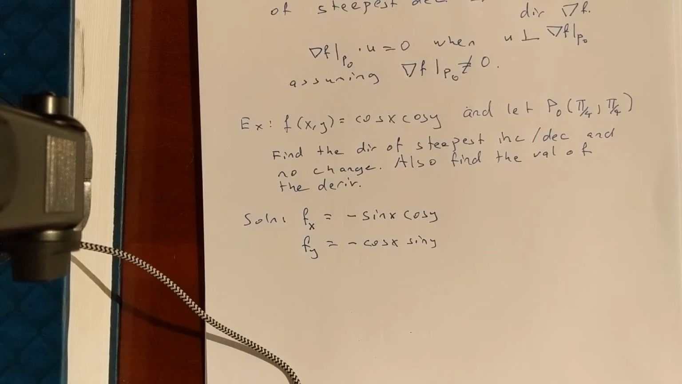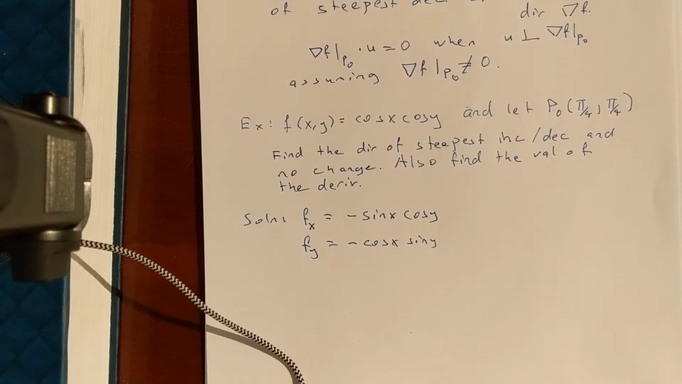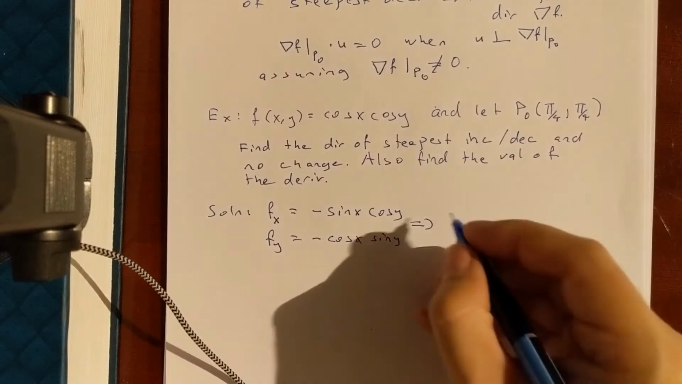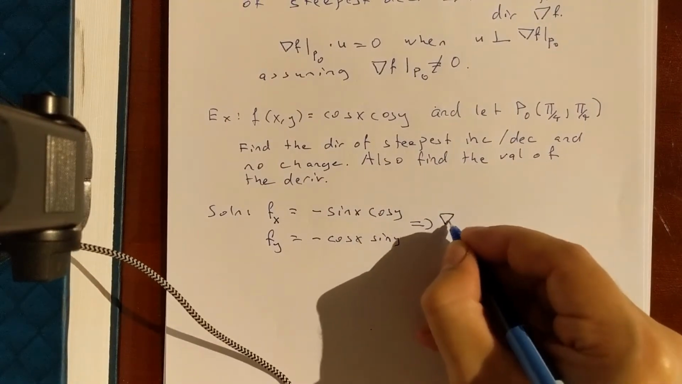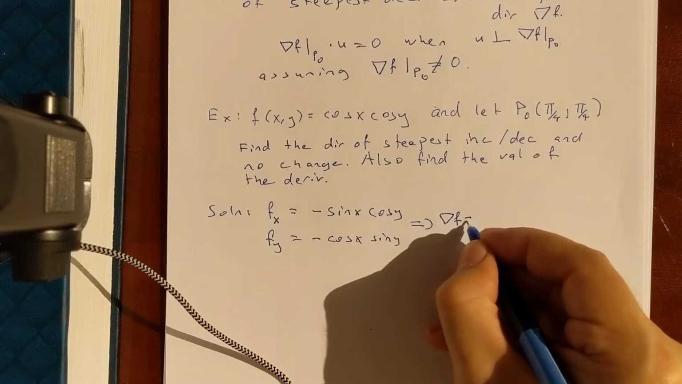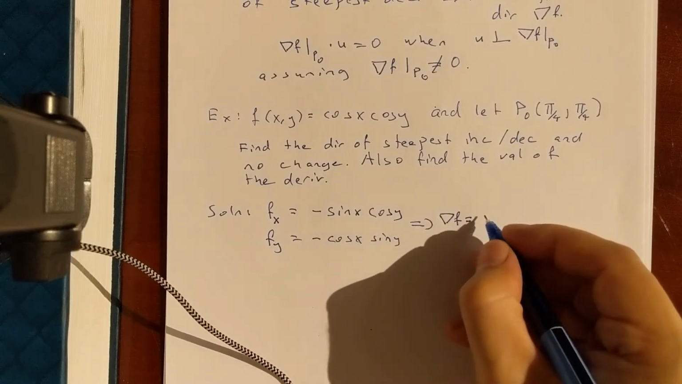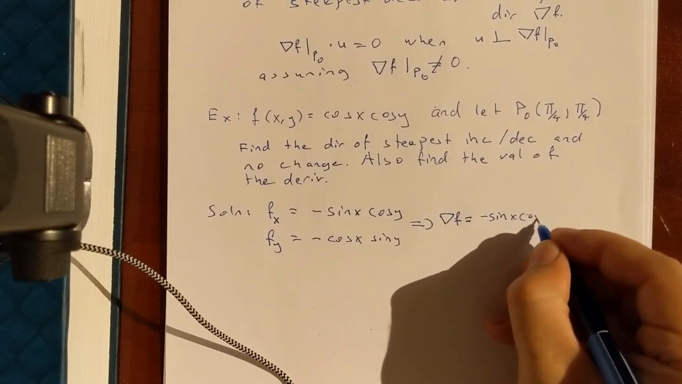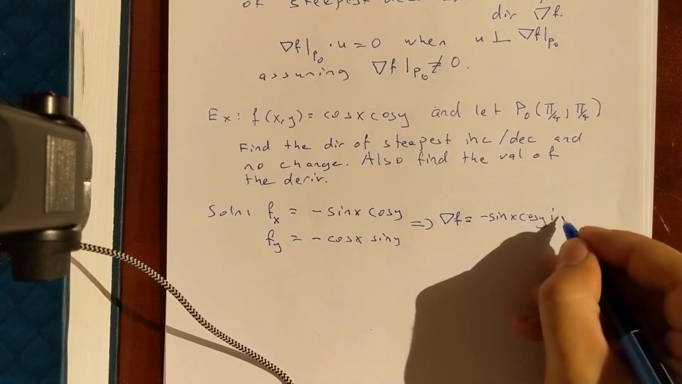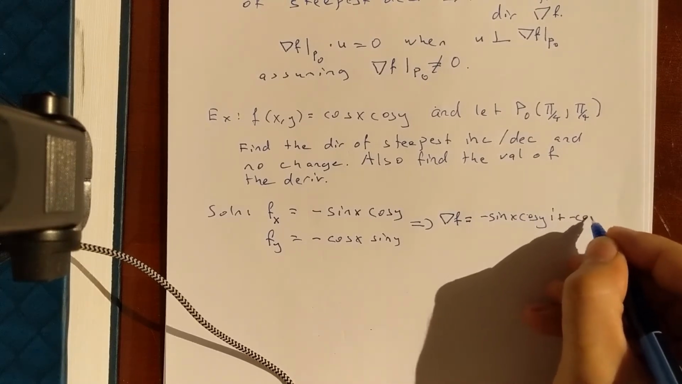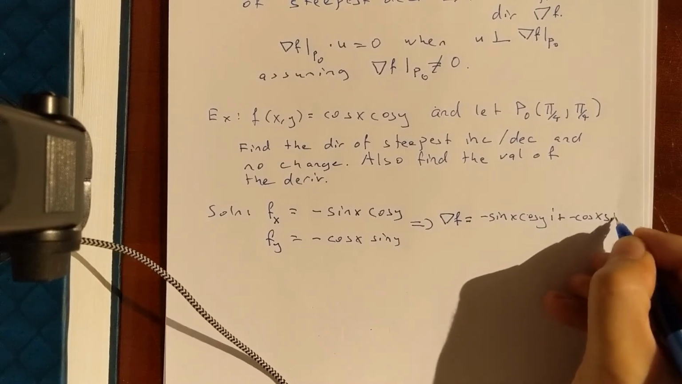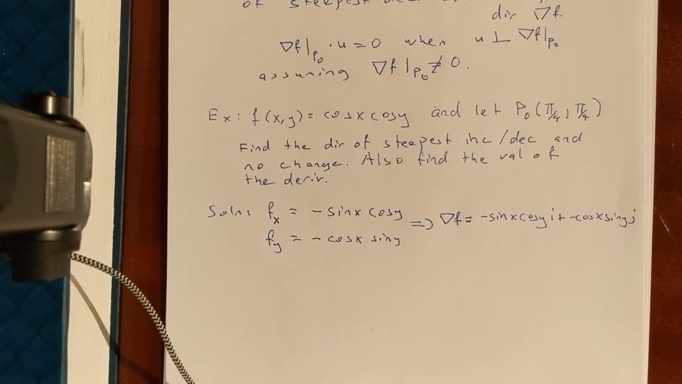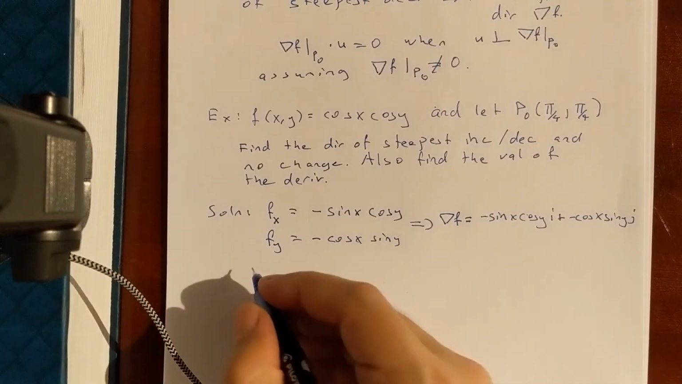Okay. So now what do we know from these two? We've concluded that the gradient of f is going to be minus sine x cosine y i plus minus cosine x sine y j. Okay, so obviously we now need to evaluate this at this point.